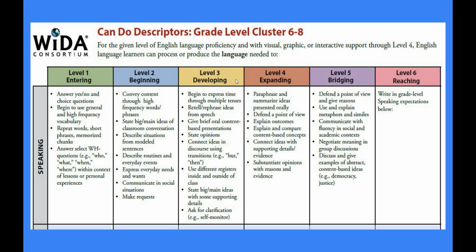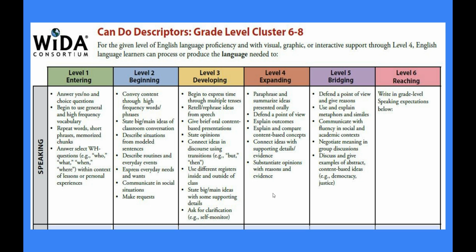Now, please note that these are can-do charts, not can't-do charts. Students continue to develop and grow in their language skills throughout the year. So let's say we have a student, Joey, who is at a level 3 in speaking. But you notice that he's starting to paraphrase and summarize ideas presented orally. He's able to pretty well defend his point of view and explain outcomes and compare and contrast different concepts. Once you've started to notice this in Joey, and you notice that in him consistently, it's probably safe to assume that he is now at a level 4, and you can adjust your differentiation strategies accordingly.